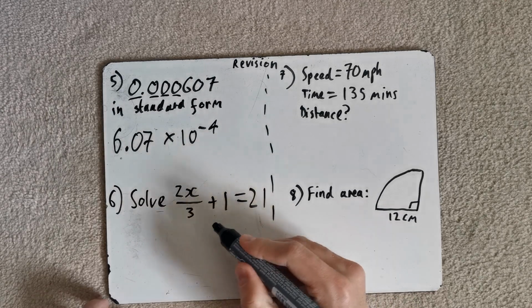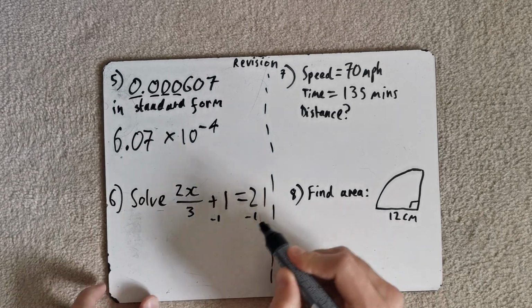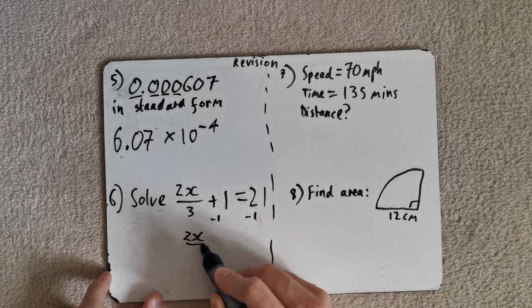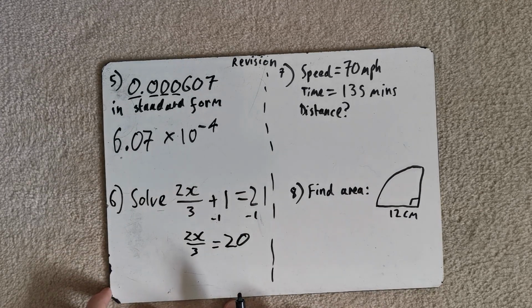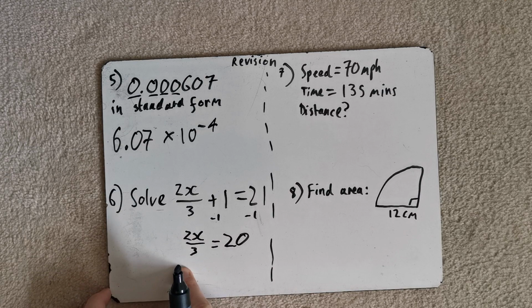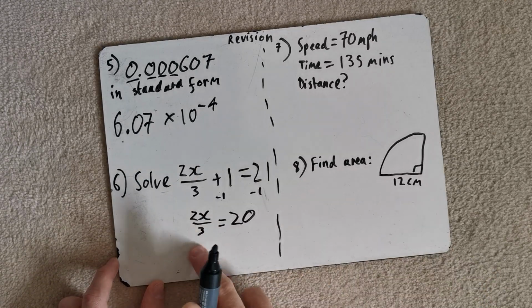Easiest thing to get rid of first would be that 1. Take away 1, we're going to get 2x over 3 equals 20. Now what can we get rid of? It doesn't actually matter which way round we get rid of these. Okay, so I'm going to get rid of that 3 first.